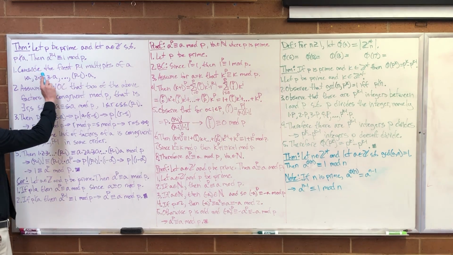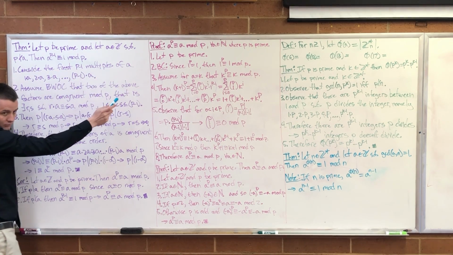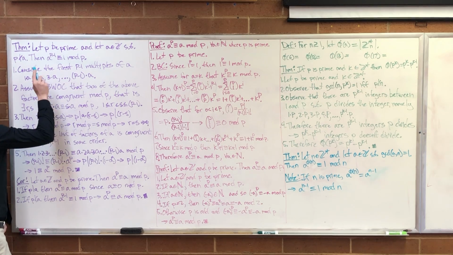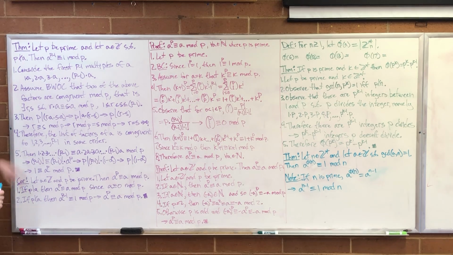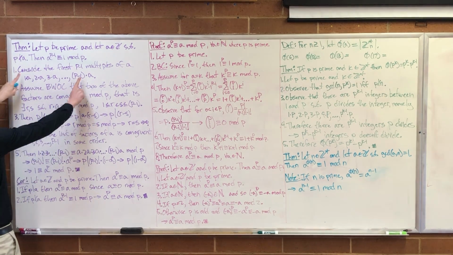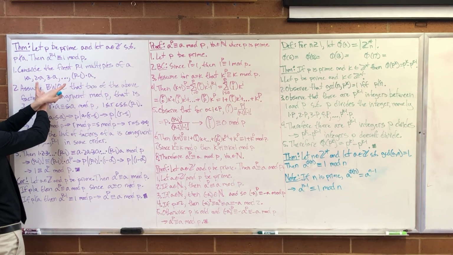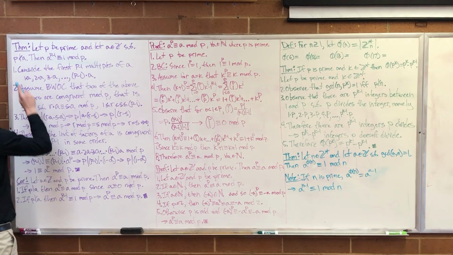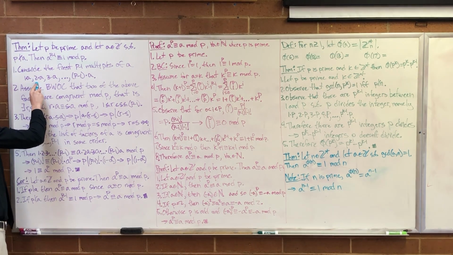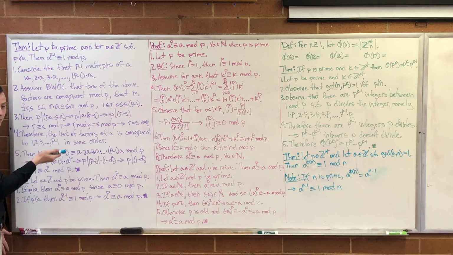Okay, so consider the first P minus 1 multiples of A. That's 1 times A, 2 times A, 3 times A, 4 times A, 5 times A, all the way up to P minus 1 times A. So we're looking at this list of multiples of A. Good? Okay. Assume, by way of contradiction, that two of the above factors are congruent mod P. So assume that I can find two things in this list that are congruent mod P. I'm going to show that this is impossible. So in other words, this number mod P is different from this number mod P, is different from this number mod P, etc. That's what I'm going to prove.